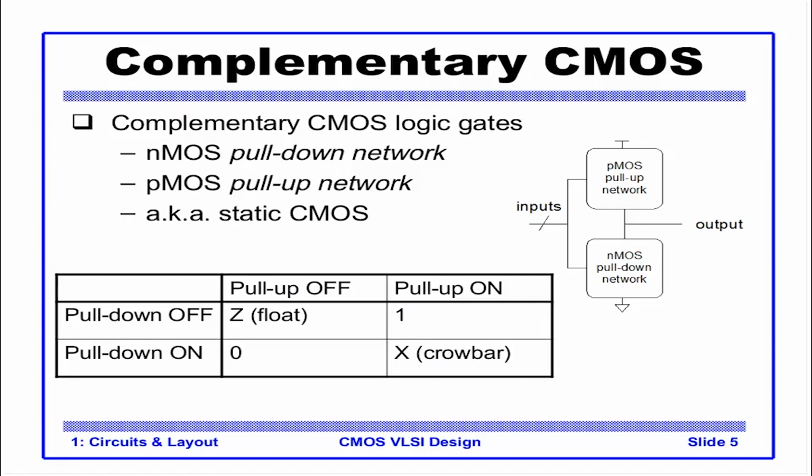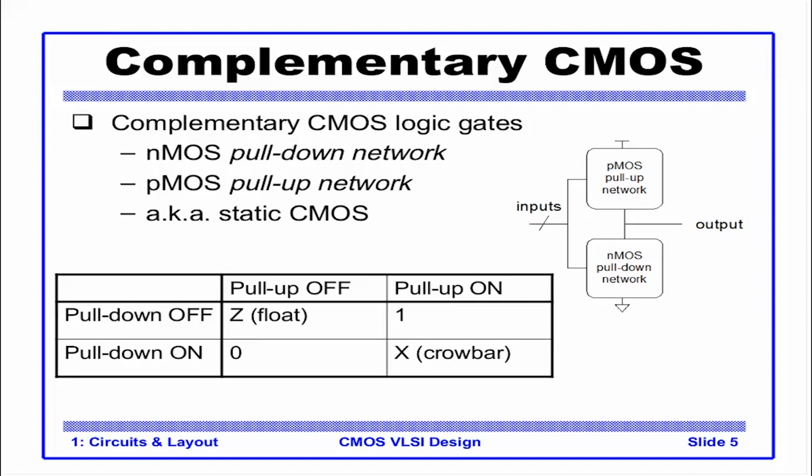Why static? Static because in steady state, that is, whenever the values on all the inputs are stable, the output will be either tied to 0 through the NMOS pull down network, whenever pull down is on, or, whenever pull up is on and pull down is off, tied to 1 through VDD.